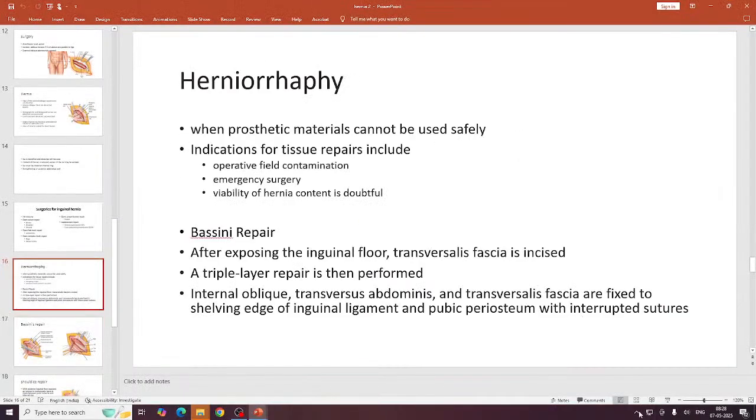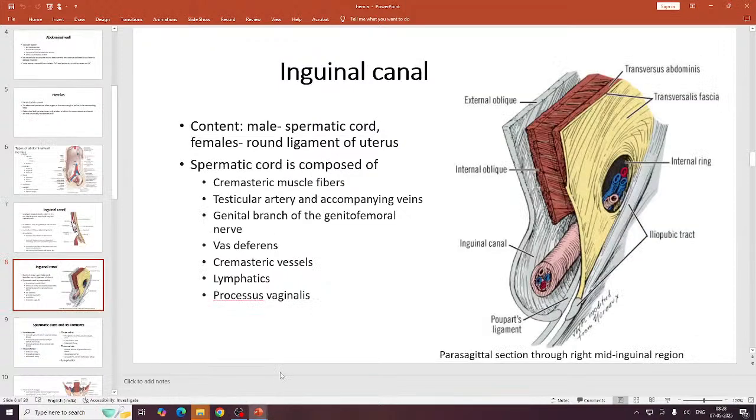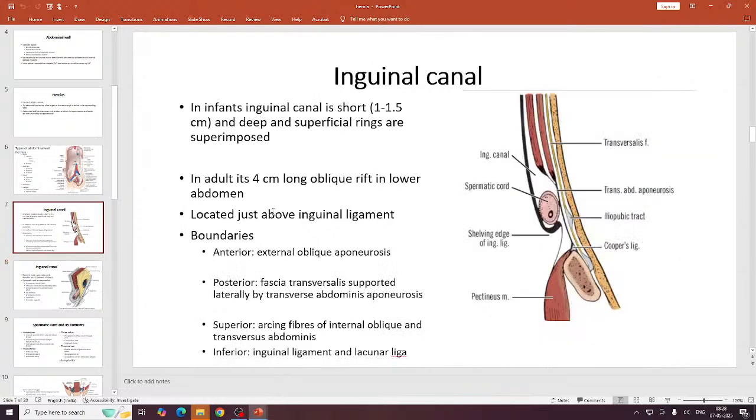How? We are going to go to this picture, because if you open the fascia transversalis here, then you see there are 3 things above. One is the fascia transversalis, other is the transversus abdominis and internal oblique. All these 3 are taken, pulled and closed with sutures to the inguinal ligament.